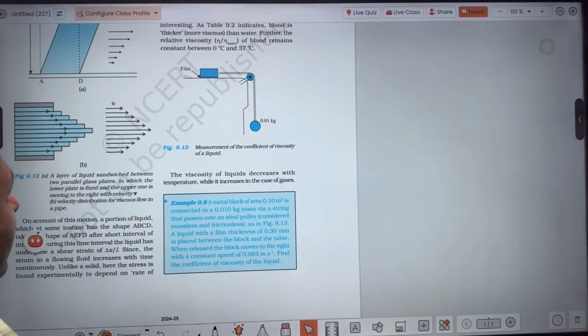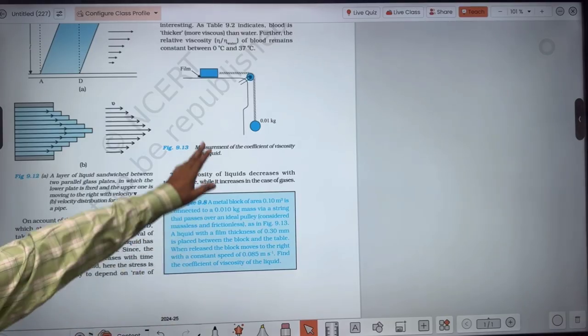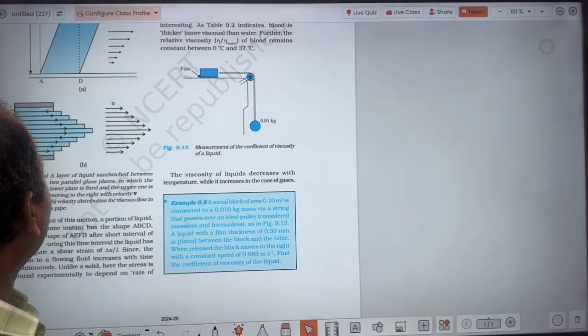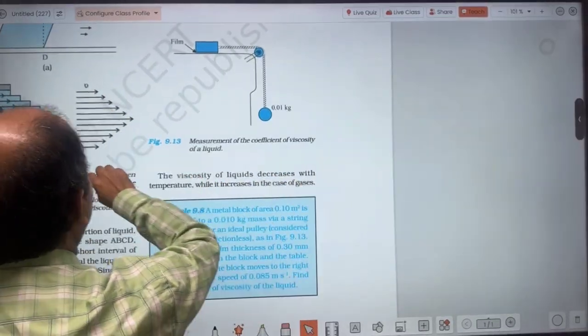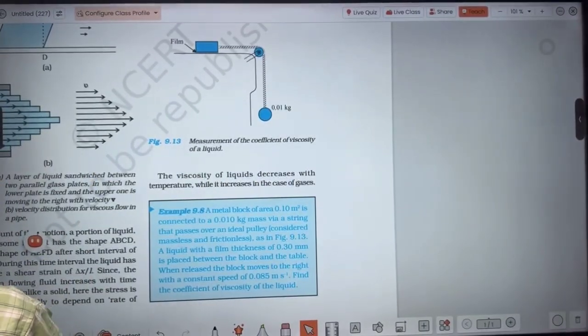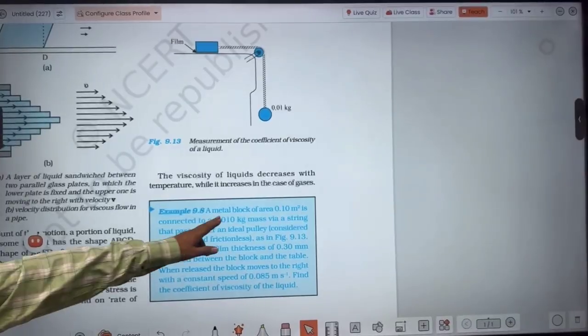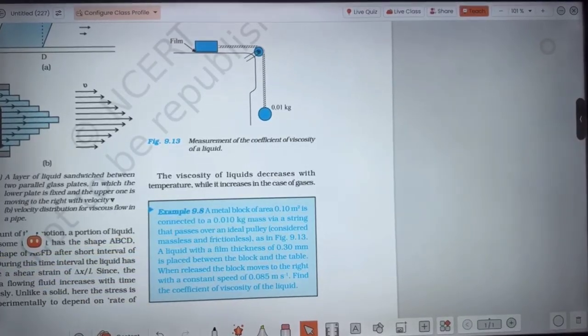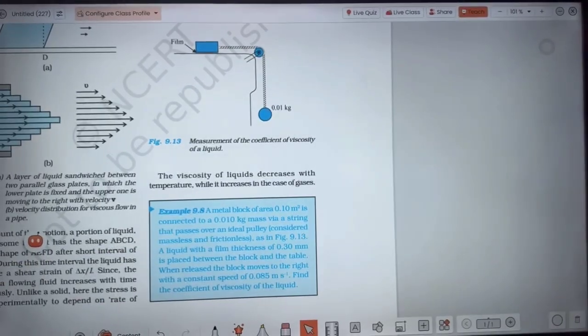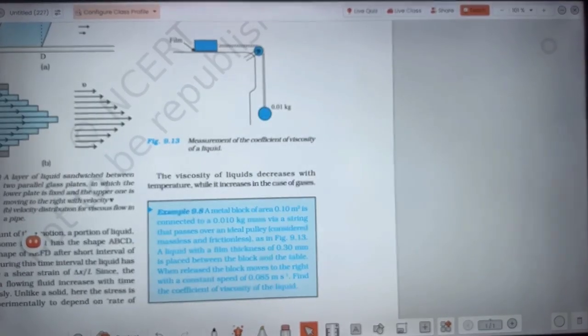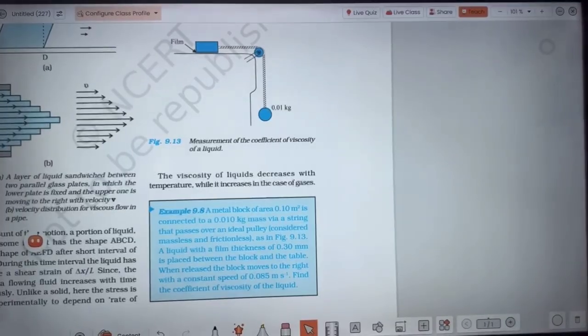A metal block of area 0.1 meter square is connected to... so this figure is related to this question. It is simple, we can analyze it and see what we have to find out. A metal block of area 0.1 meter square is connected to a 0.01 kg mass via a string that passes over an ideal pulley, considered massless and frictionless, as shown in the figure.